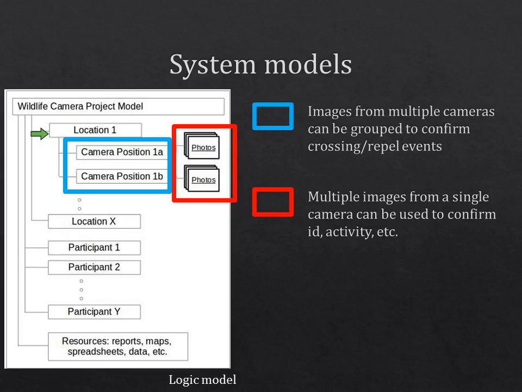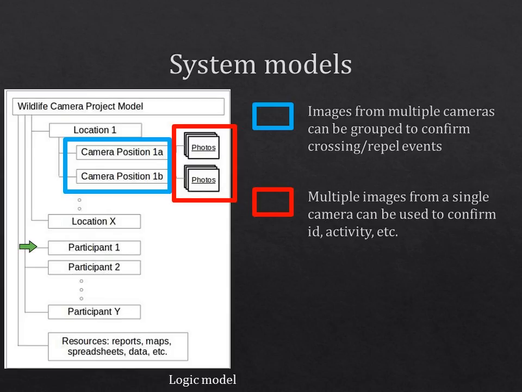And at each location, you might have one or more camera positions. And this is the actual spot on the ground where a camera is positioned. And so for a highway animal crossing structure, you might have multiple cameras. For a patch of forest, you might have multiple cameras. And so each of those is a camera position.